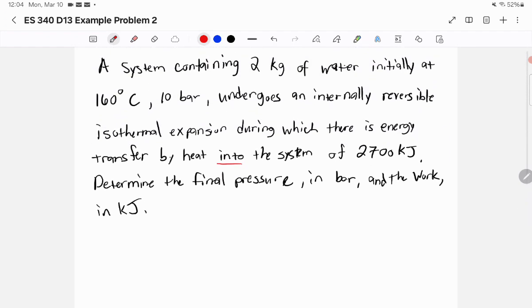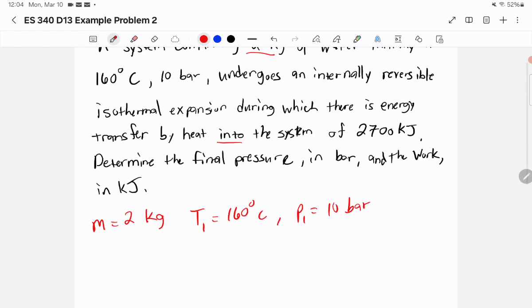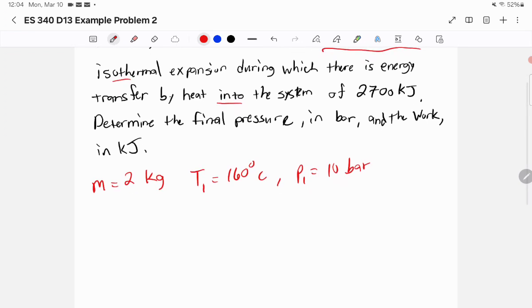Okay, so we know that we're actually given some mass here. Lowercase m is equal to 2 kilograms. We know T1 is equal to 160 degrees Celsius. P1 is equal to 10 bar. And it undergoes an internally reversible isothermal expansion, which means that T2 has to be equal to T1, right? Isothermal.